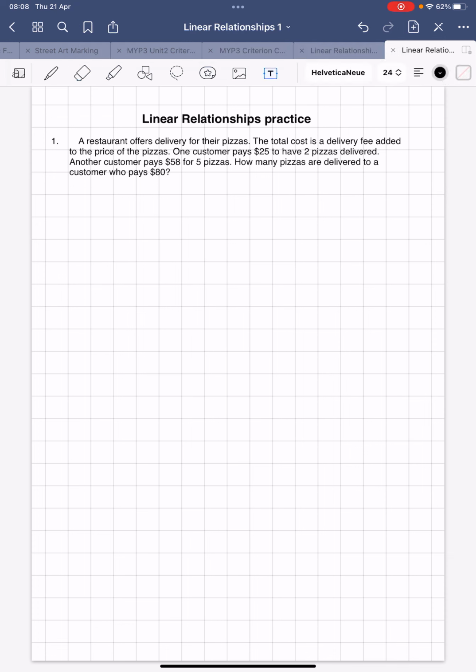So they want you here to make a little graph. And I'm going to start off with drawing a y-axis and an x-axis. And I would like you to follow along, please, and do the same. So this is your y, and this is your x.